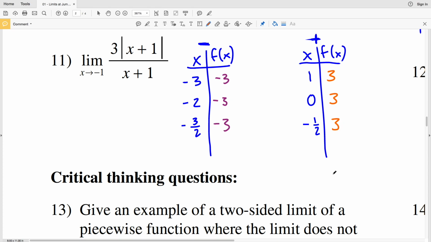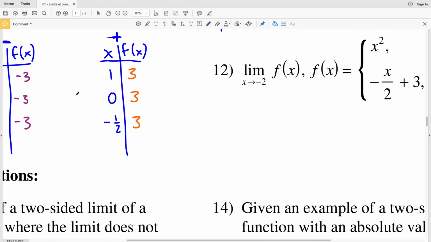So our limit is positive 3 from the right and negative 3 from the left. Therefore, because those limits are not equal, the limit as x approaches negative 1 of the function 3 times the absolute value of x plus 1 over x plus 1 does not exist.